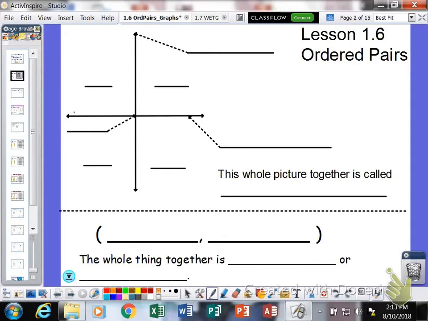Lesson 1-6, we're going to talk about ordered pairs and graphing. You should have already done this or seen a little bit of it. If not, if it is new, that's fine. We'll get into it. If it is not new and you know this, great. We're just going to reinforce what you already know.